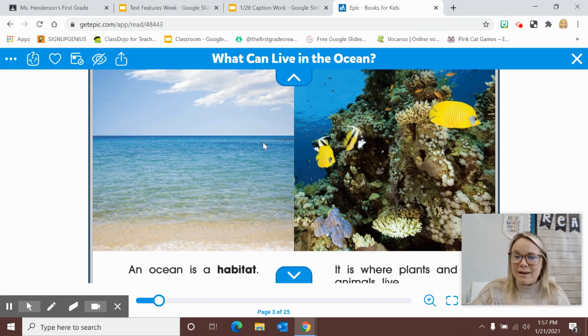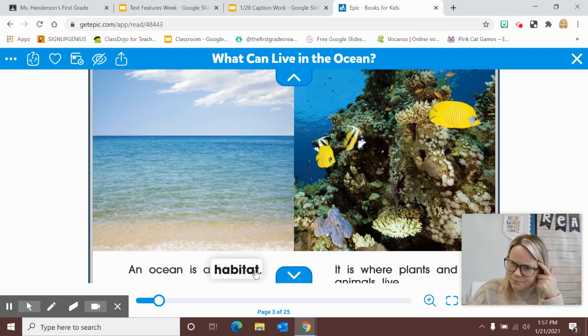Yes, these are real photographs. They are not just illustrations or pictures. They are so important to look at. What do you notice down here about this word? Yes, it is bold. Boys and girls, we talked about bold words yesterday. Bold words help us realize that those are important. And if we want to know the definition or what that bold word means, where can I find it?